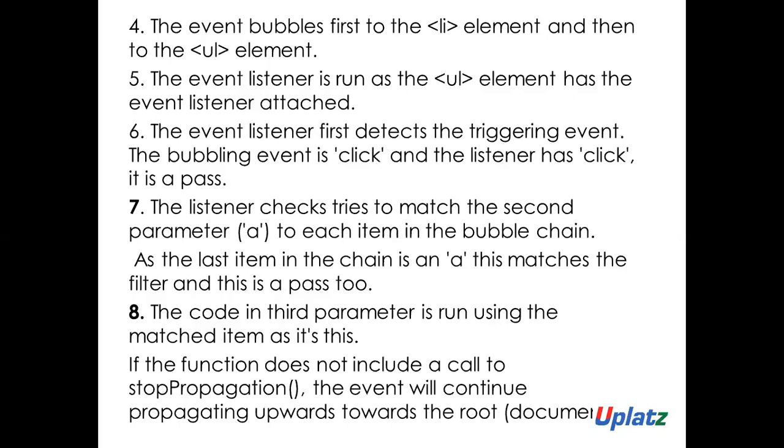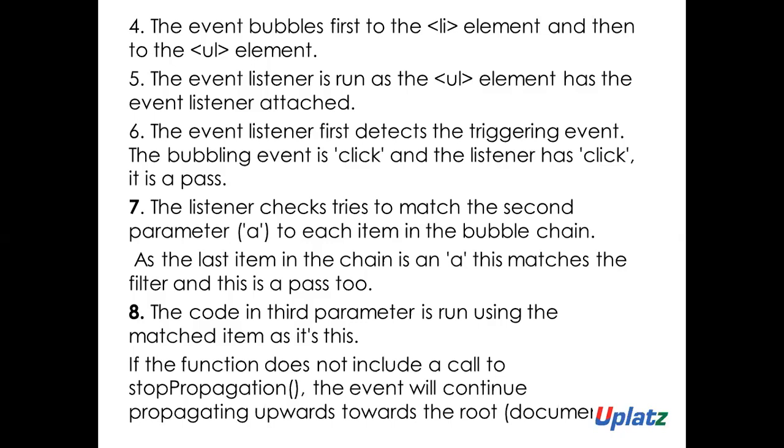Then the listener checks by trying to match the second parameter against each item in the bubble chain. The last item in the chain matches with the filter and it passes. This is how event bubbling and the event listener work for each element in the parent chain. First it bubbles the event to the A element and then to the UL, where the event listener is attached, and the listener detects the click event and passes. Next it also tries to match the second element item in the bubble chain, and the third parameter is run using the matched item.